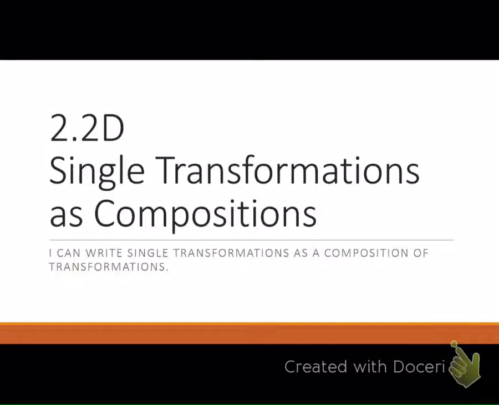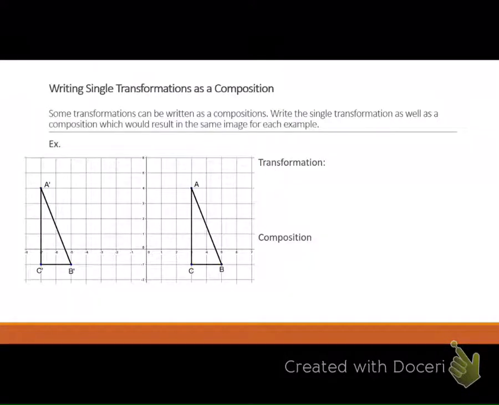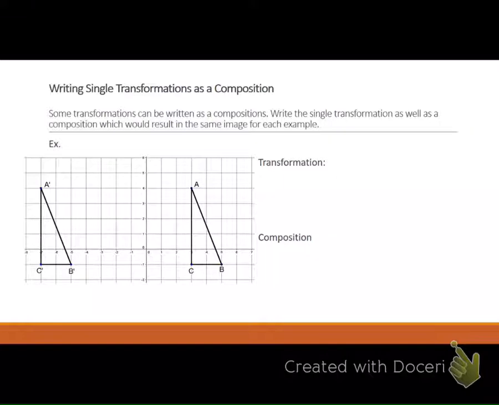Of a difference here today. So let's get started. It says, writing single transformations as compositions. Some transformations can be written as a composition. Write the single transformation as well as a composition which could result in the same image.